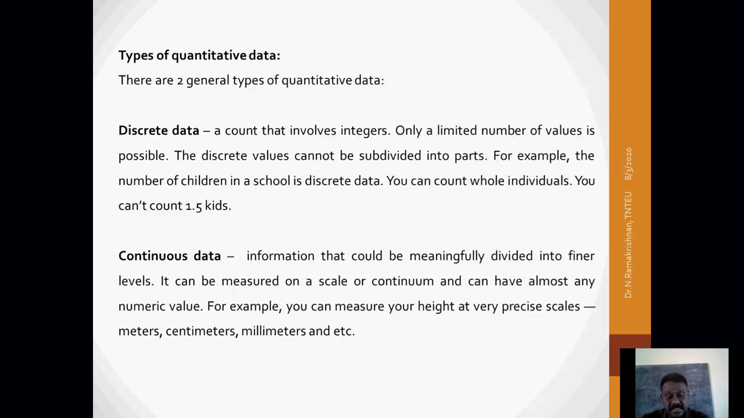Now let us see continuous data. What is continuous data? Information that could be meaningfully divided into finer levels. It can be measured on a scale or continuum and can have almost any numerical value. For example, you can measure your height at precise scales, like 175.6 centimeters, 177 centimeters. And weight also you can measure: 83 kg, 84 kg, 85 kg.